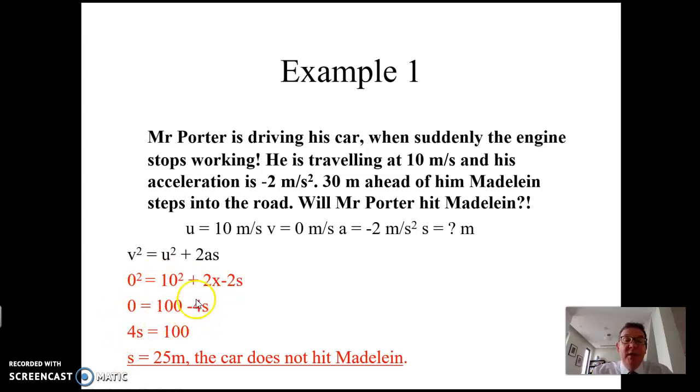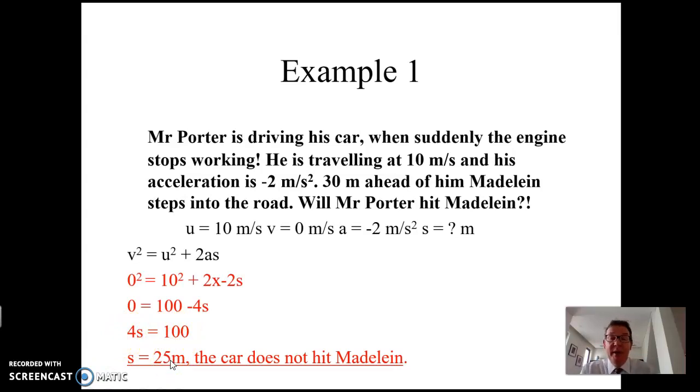I've got minus 4s. If I add 4s to that, that will disappear. Minus 4s plus 4s is 0. So we end up with this. 4s equals 100. If I divide both sides by 4, this will disappear. 100 divided by 4 is 25.